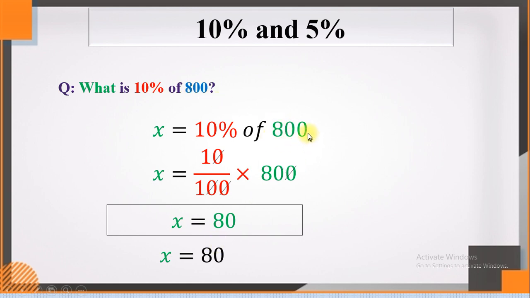Or simply, move the decimal point to the left by one digit. In this number you can see that the decimal point is at the end of the number, so the decimal point is here. We will shift this decimal point to the left by one digit, from here to here, so it becomes 80.0, so we take just 80. This is the 10% of 800.